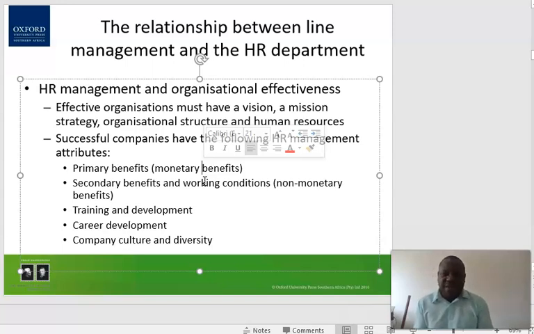Career development, employees also look up to career development. Once I start even as a junior member of staff in the organization, are there opportunities for me to develop career-wise? Will it be in the same organization or will I need to move? Then also the issue of company culture and diversity. So it is important that you also read these attributes and understand them. In the prescribed textbook, the 10th edition, you will find these on page 331.